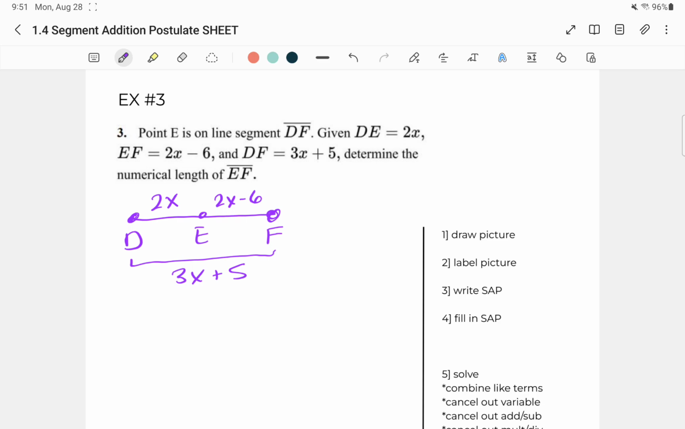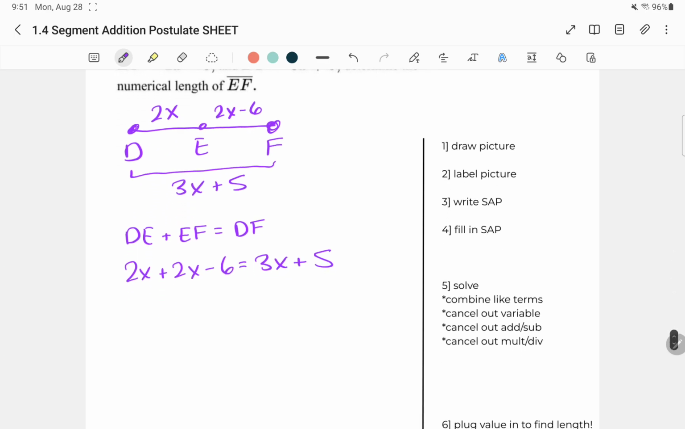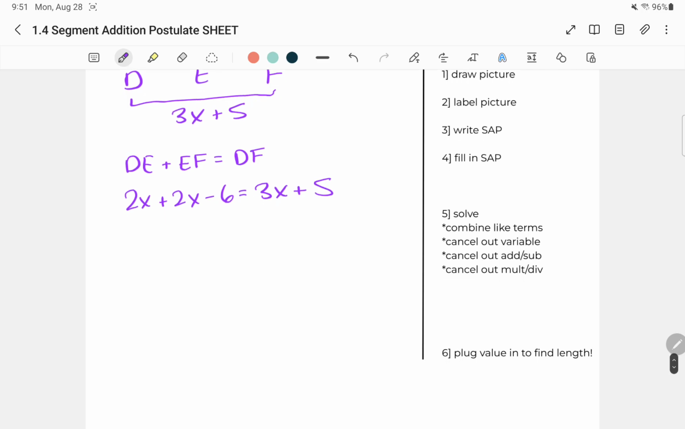All right, so now that I've drawn my picture, I've labeled it. Now I'm going to write my segment addition postulate, which is my part plus my part equals my whole. So DE plus EF is equal to DF. And I'm going to fill this in with the information from my picture and the question. So DE is 2x, EF is 2x minus 6, and DF is 3x plus 5. So I filled that in, and now I can solve my equation.